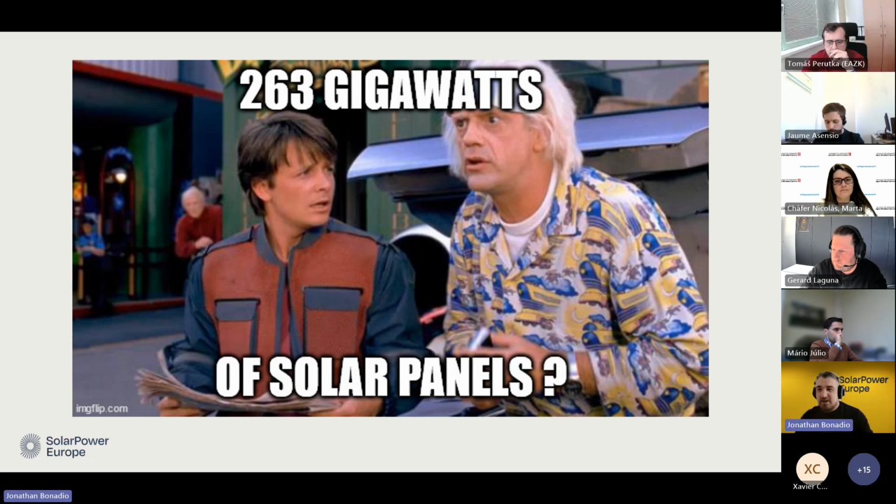Before I start, I would like to begin with a quite striking figure: 263 gigawatts. This is the power that is currently installed in Europe in terms of solar. It's the equivalent of 263 nuclear reactors or around 60 nuclear power plants. So this is a huge capacity that is installed. And just to give you an overview, this is only the beginning of the rollout of solar power in Europe.